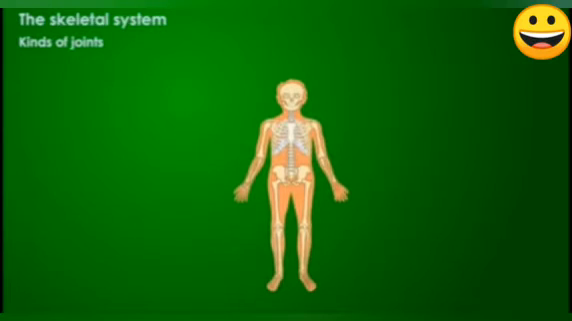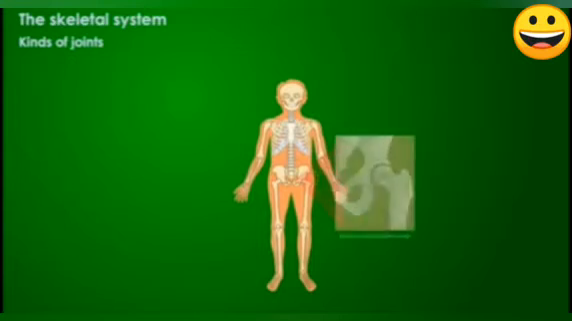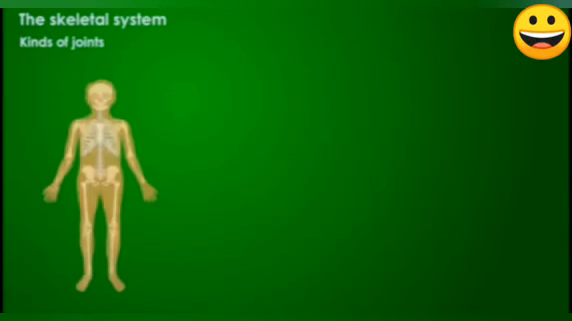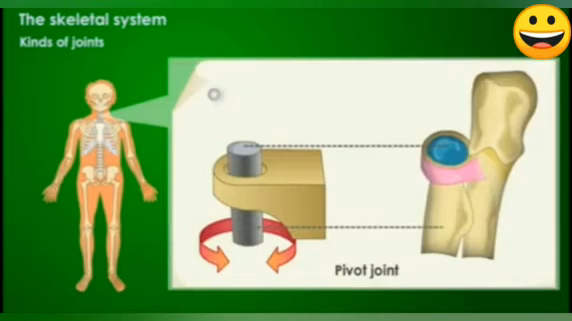The ball and socket joint is found in the hips and shoulders. It allows maximum range of movement. The pivot joint is found between the first and second bone of the backbone. It allows the movement of the head from side to side.